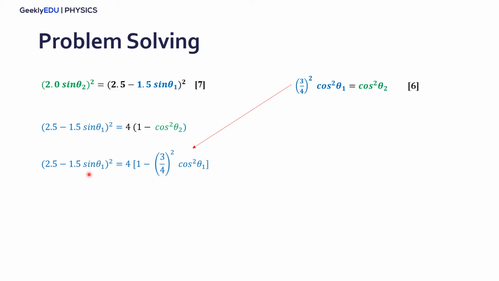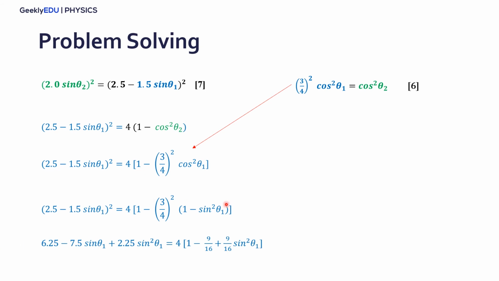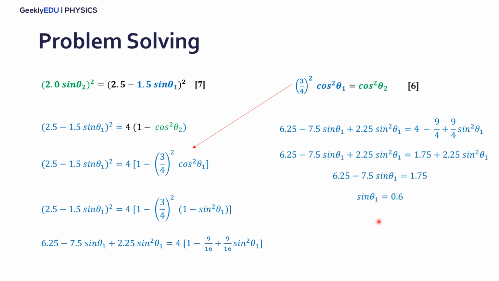Also, we're dealing now with sines and cosines, but we want everything to be in terms of sines. So we use again that property and transform this cosine into 1 minus the sine of the angle squared. Now we can just keep calculating and doing some simplifications, and we can find that the sine of angle number 1 is 0.6. Therefore, the angle 1 is 36.9 degrees.